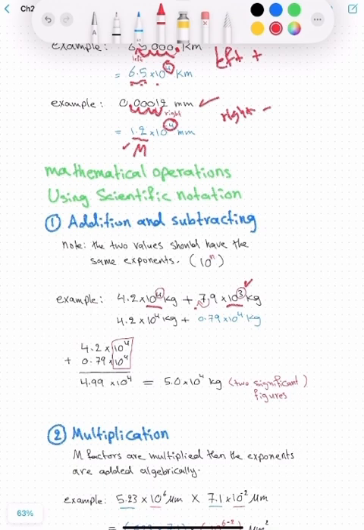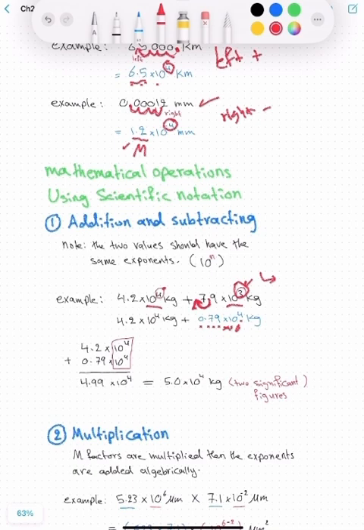How? Move your decimal to the left if you want to add a point to the power. Move it to the right if you want to subtract a point from the power. Okay, so 3 wants to become 4. Move it to the left. It becomes 0.79 times 10 to the power of 4.